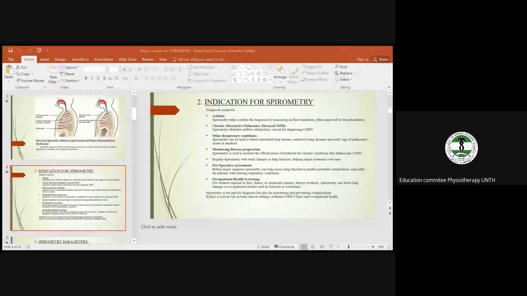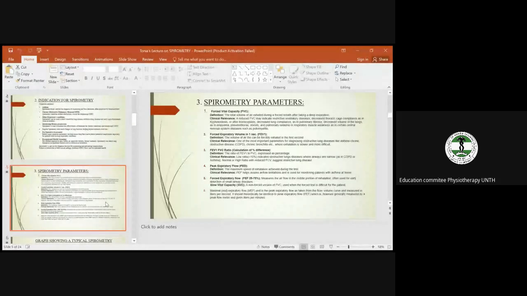Then we are going into spirometry parameters. There are some parameters we need to know when we are carrying out spirometry. One of them is forced vital capacity, which is FVC. We define FVC as the total volume of air we exhale during a forced breath after taking a deep inspiration. Then clinical relevance.